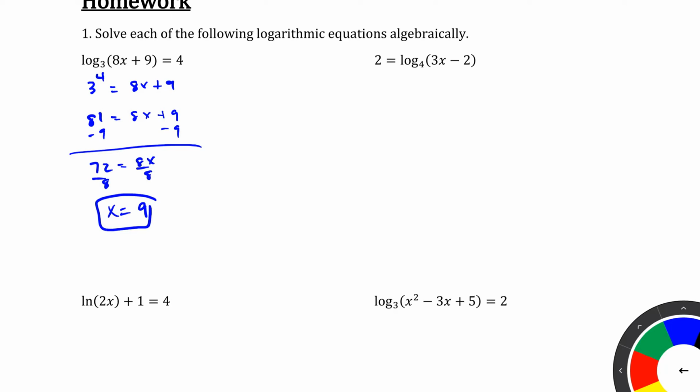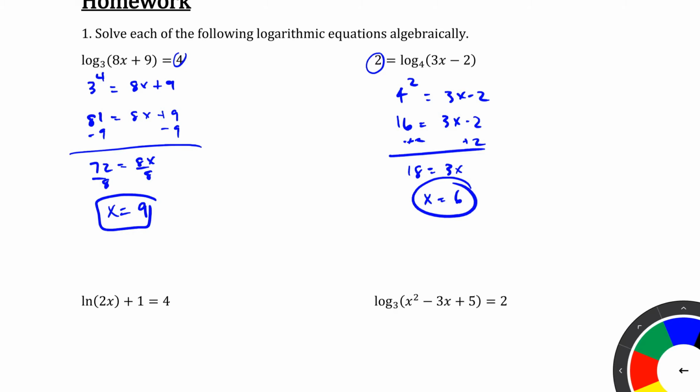Again, we can check that in the calculator. It'll work. The next one we would change to 4 to the 2nd equals 3x minus 2. Remember, logarithms are always equal to the exponent. So the two things I've just circled there, those are the exponents. So now we wind up having 16 equals 3x minus 2. Add our 2. We get 18 equals 3x, or x equals 6. Also works.